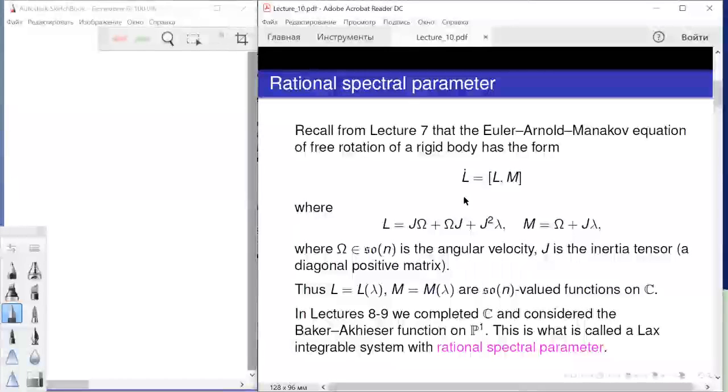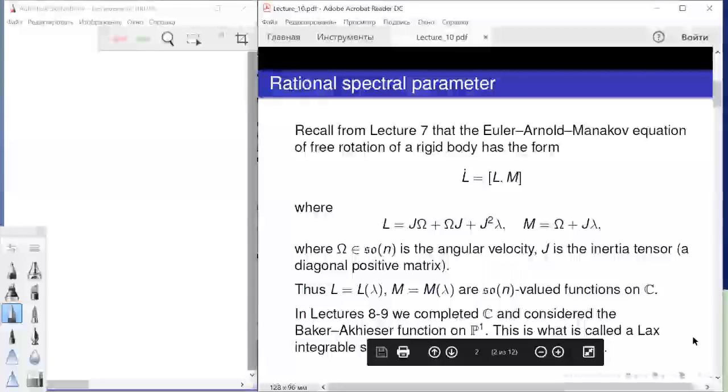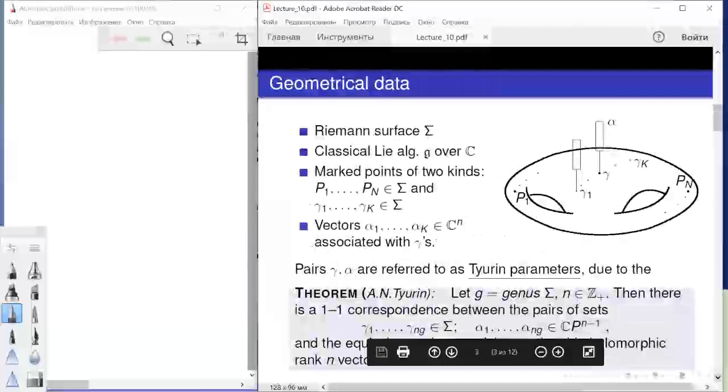It is my aim for this lecture to generalize this notion to Lax operator with a spectral parameter belonging to an arbitrary Riemann surface. This was just introduction, and let me start.